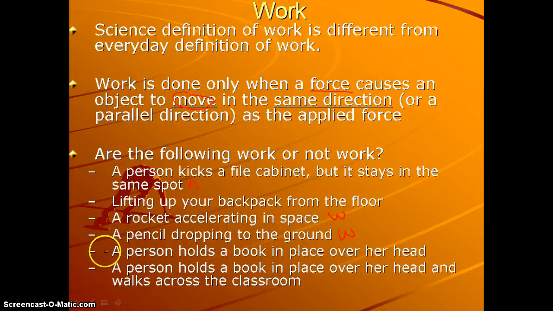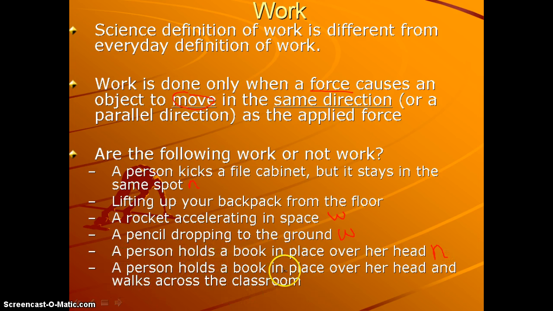All right, this example. A person holds a book in place over her head. So is this work? The person's exerting a force, but the book is not moving. So this would be no, not work.